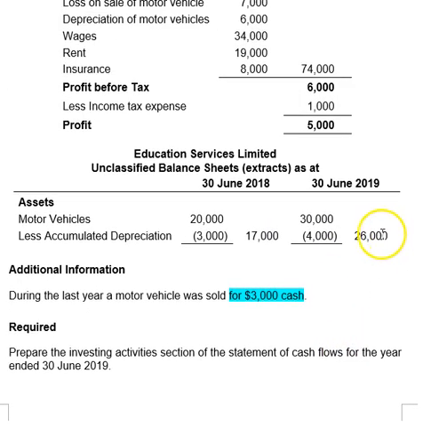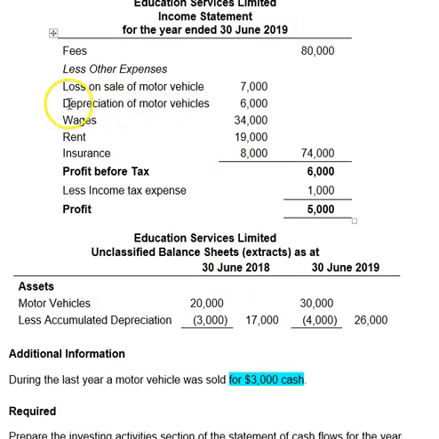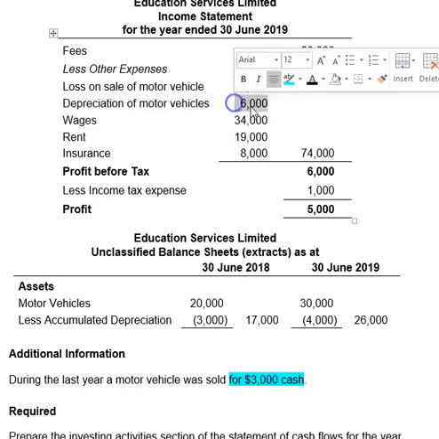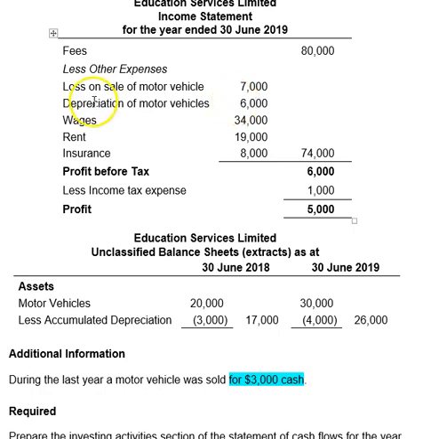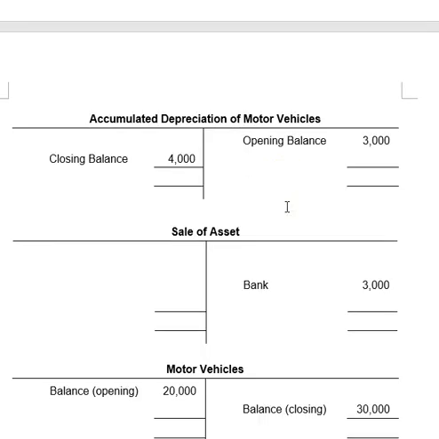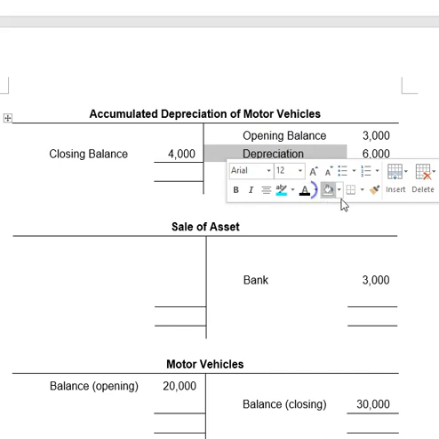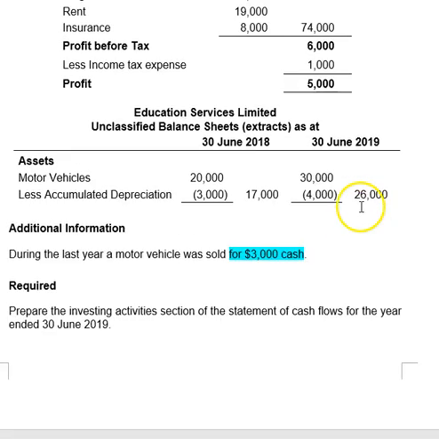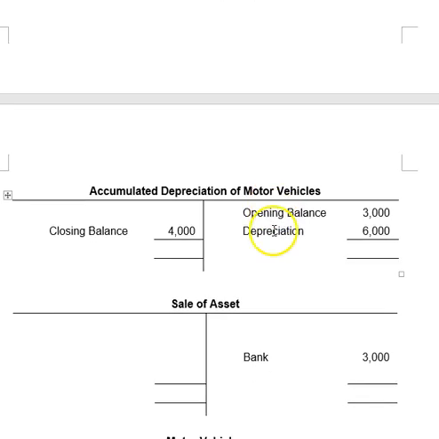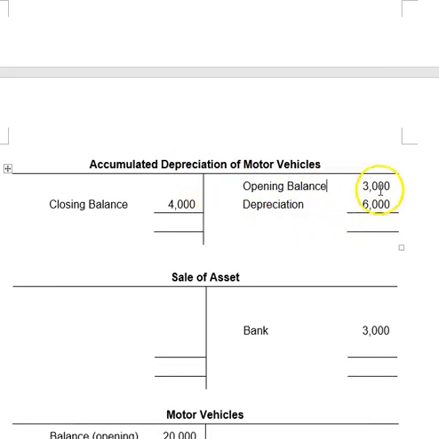Now these two we have used from the information in the balance sheet, and then you notice that there is a depreciation of motor vehicles of 6,000. Normally we debit depreciation expense and credit accumulated depreciation. So under accumulated depreciation you will have 6,000 on the credit side, and the debit side of this transaction will be at depreciation. Depreciation increases your accumulated depreciation by 6,000.